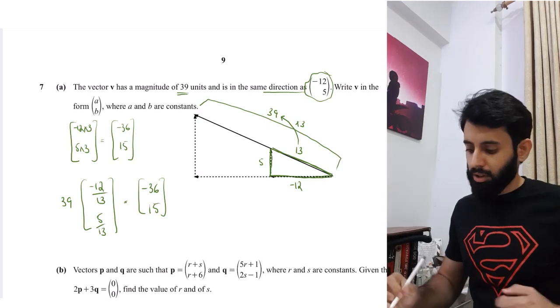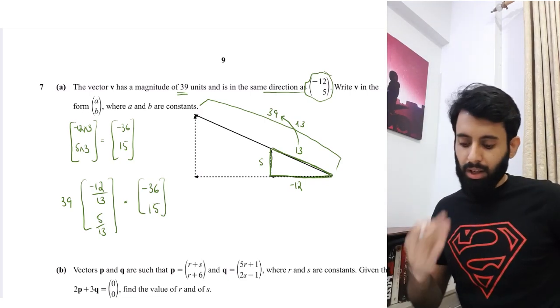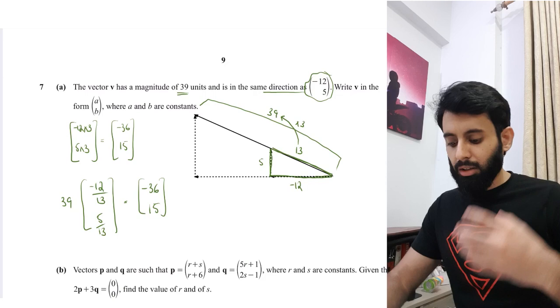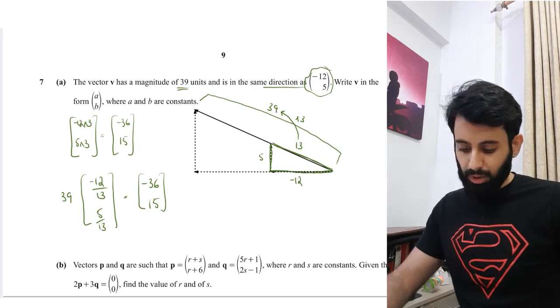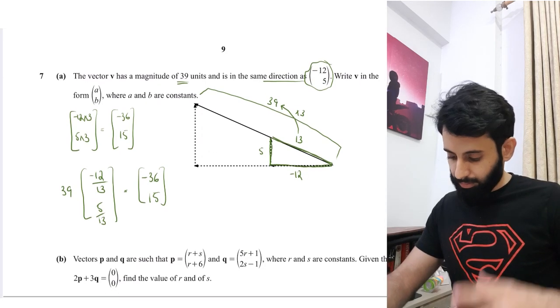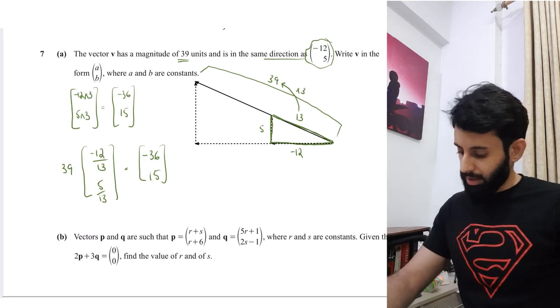So remember, long story short, if you have a magnitude and the direction vector, you have to take the magnitude multiplied by the unit vector of the direction vector, and that's how you end up with whatever vector it is that you have to find.